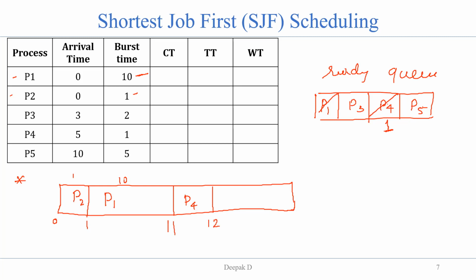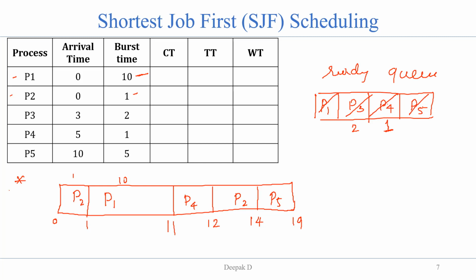And after that, which is the shortest? P3. P3 has a burst time of 2, and I take this here, you can see it is 14. And the last one is P5, which has a burst time of 5. So P5 here, you can write it as 19. So this is how we write the Gantt chart.